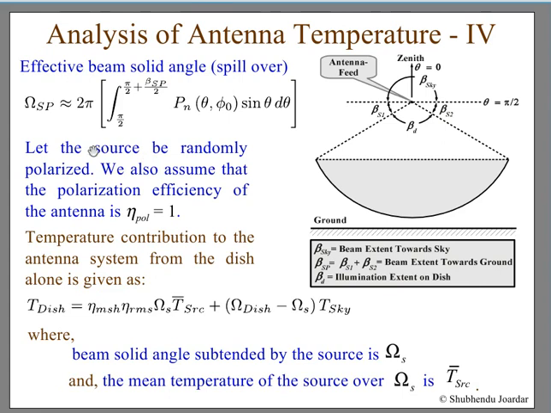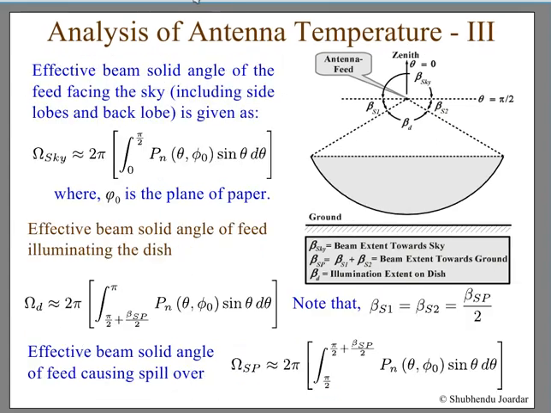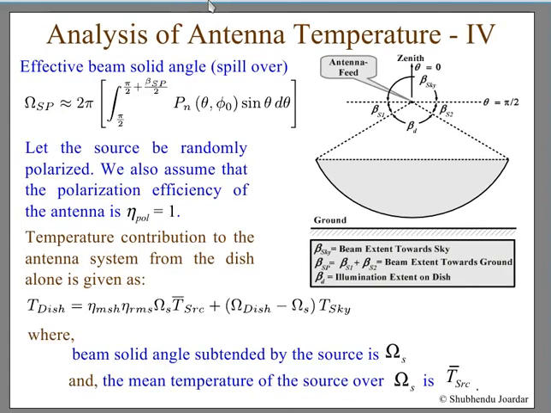So in the same way, you calculate for all of these things, and then this is the last one, I think. Yeah, this expression is this one. Now let the source be randomly polarized, so we also assume that polarization efficiency is equal to 1. Temperature contribution to the antenna system from the dish alone. Now we have to calculate what is the antenna temperature from the dish alone.